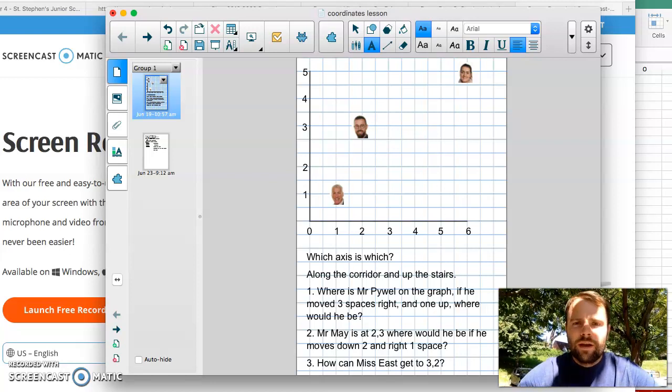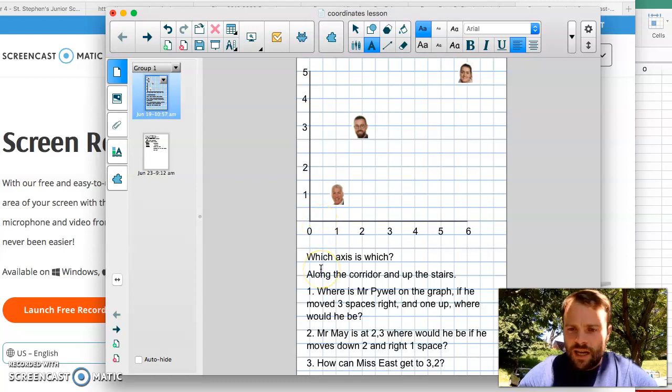We're just going to have a quick little recap on our graphs ready for this week. So, we've got a lovely graph on the screen here. Now this graph isn't showing anything. We're just going to be moving the people round on the graph. So, basically, first of all, I want to know which axis is which.